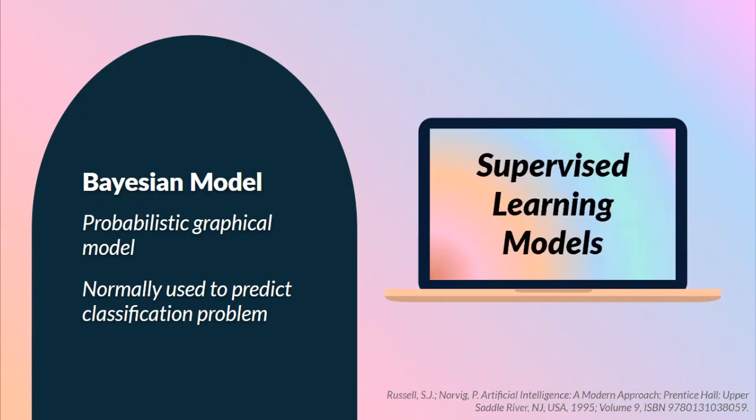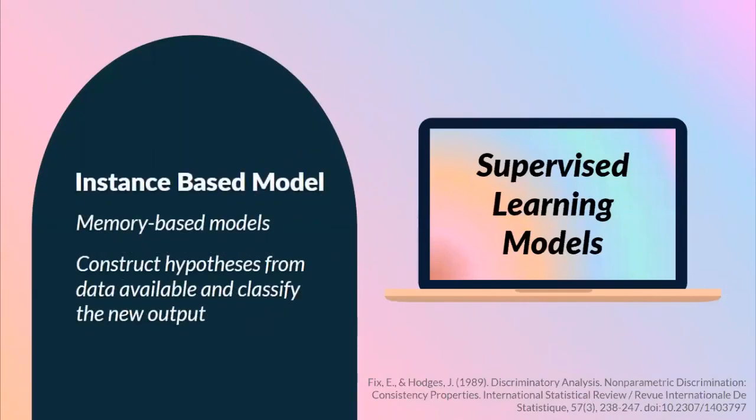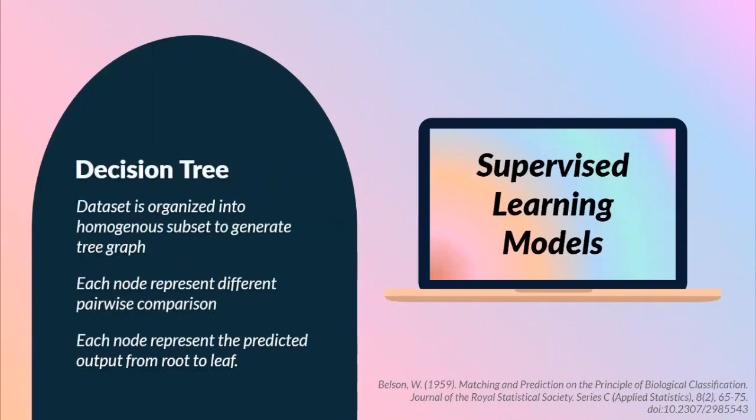Another type of supervised learning model is the Bayesian model. This Bayesian model is one of the probabilistic graphical models and is normally used to predict classification problems by using probabilistic methods. Then another model is the instance-based model, which is a type of memory-based model. This model constructs the hypothesis from the data available and classifies into the new output. Next, decision tree. A decision tree organizes the data set into homogeneous subsets to generate a tree graph. In the tree graph, each node represents a different pairwise comparison, and the predicted output is reached from the root to the leaf.